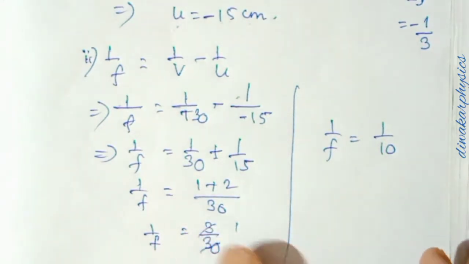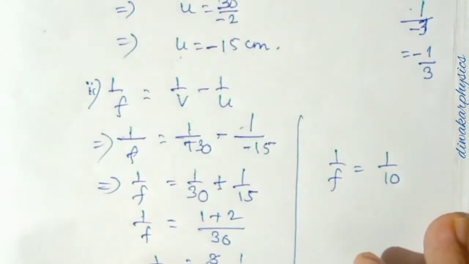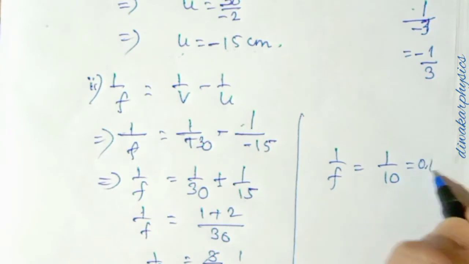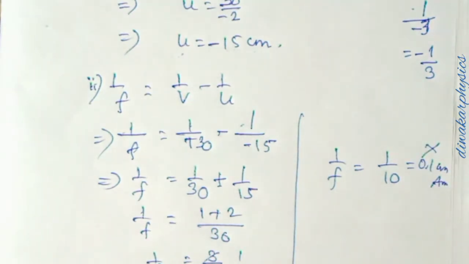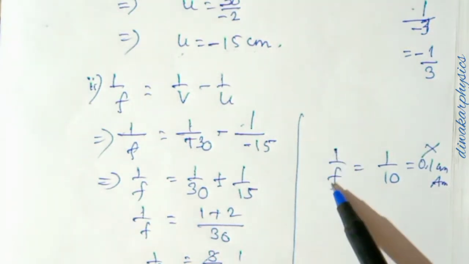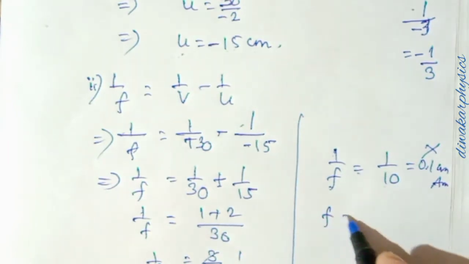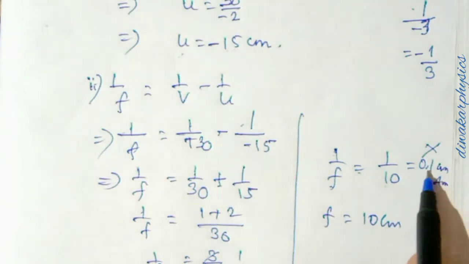So here 1 by f is equal to 1 by 10. Here some students make a mistake. What is that? They write 0.1 centimeter as the answer. Okay, this is absolutely wrong, because you see here you have 1 by f. If 1 by f is 1 by 10, then simply cross multiplying you will get f equal to 10 centimeter, not 0.1 centimeter.